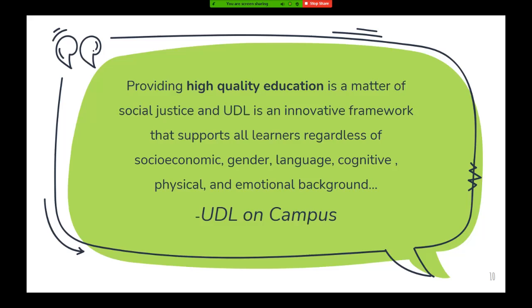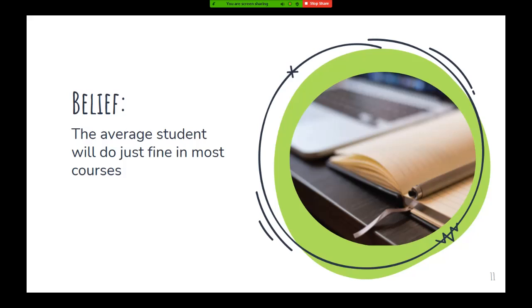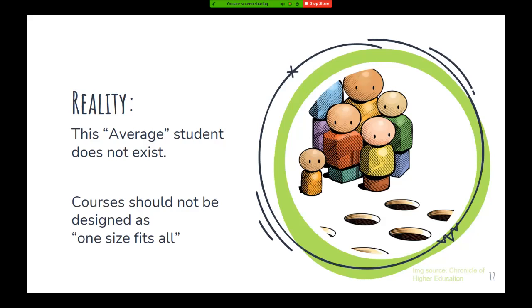So let's talk about some beliefs that I've actually heard from educators in the past. I've heard this from 7 years back when I first learned of universal design to today, when it comes to accommodating learners in the class. People have said, you know, the average student will do just fine in my class. And this average student, this air quotes average student, doesn't actually exist. Courses shouldn't be designed as one size fits all, because it doesn't work for everyone.